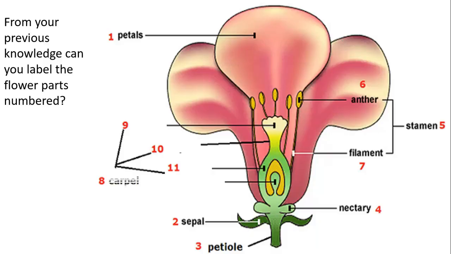Now you have the female part of the flower, which is the carpel. The carpel consists of 3 parts: the stigma, the style, and the ovary. The stigma, this is the sticky part on top, while the style, this is the channel that connects the stigma to the ovary. And inside the ovary, we have the ovule. The ovule is the part that contains the female gamete of the plant.